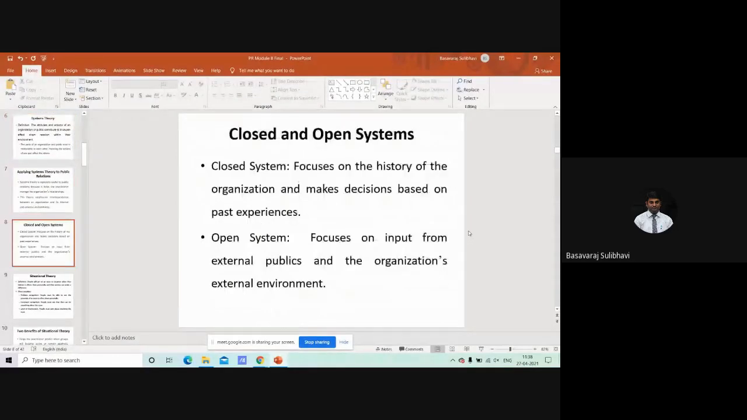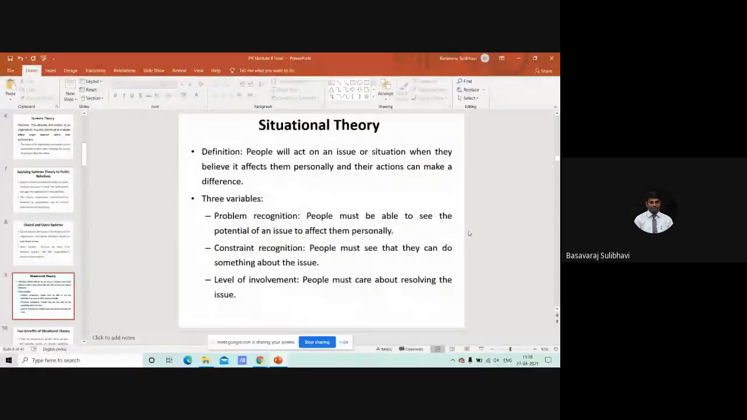Okay. So next we have situation theory. A very beautiful theory, and most interesting also for any PR practitioner. Situation theory says always remember that people usually act for any sort of issue or situation where they find that it is going to affect them. This is the simple meaning to understand. If somebody wants to act or react to a certain type of issue or situation, they do it only when it is related to them, or is going to affect them personally.